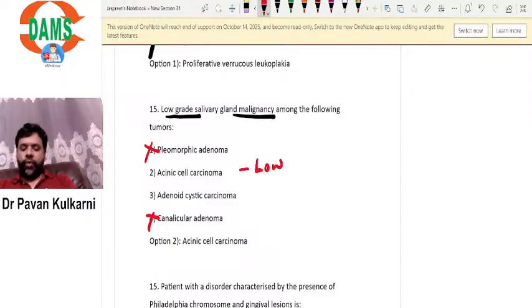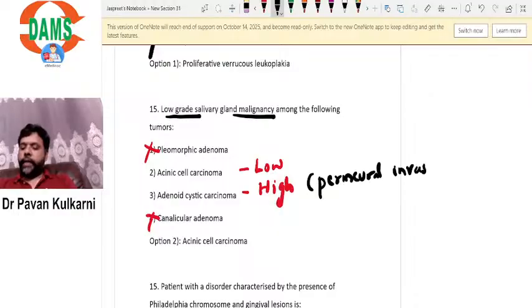Remember, adenoid cystic carcinoma is always high grade, so acinic cell carcinoma is the low grade one. This is a very important single liner MCQ that frequently comes in the oral pathology paper: high grade and low grade salivary gland malignancies. Acinic cell carcinoma is a low grade malignancy. Adenoid cystic carcinoma is a typical high grade malignancy with a tendency for perineural invasion.